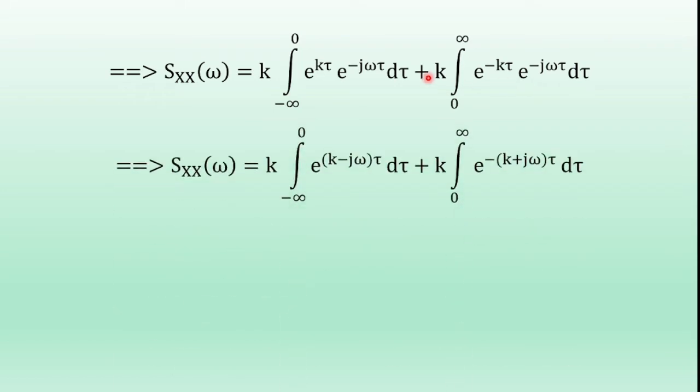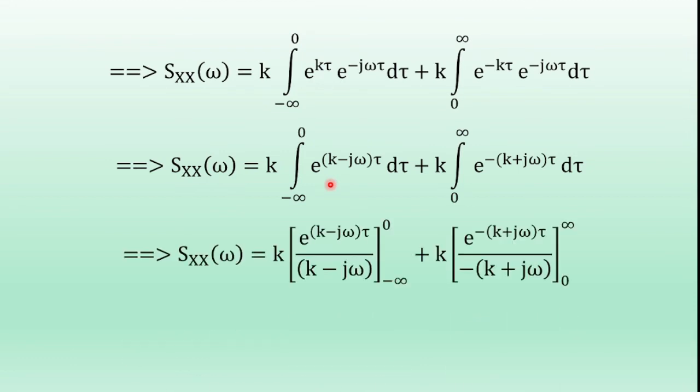Now this exponential term is written as e power (k minus j omega) tau d tau, and these two exponential terms are written as e power minus (k plus j omega) tau d tau. So the first term integration is e power (k minus j omega) tau by (k minus j omega) over minus infinity to 0, plus, and the second term integration is e power minus (k plus j omega) tau by minus (k plus j omega) over 0 to infinity, with k outside.